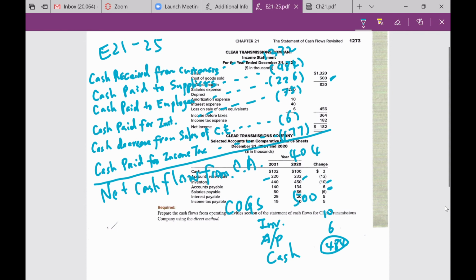So that is the first two situations. Everyone's okay with those first two? Yes, we're good. Similarly, you can do the remaining. For number 3, you look at the employee. You look at the salary expenses, you debit. Then you look at the salary payable to see increase or decrease, debit or credit. Then you credit cash for the remaining. And similarly for the interest expense and income tax expenses.